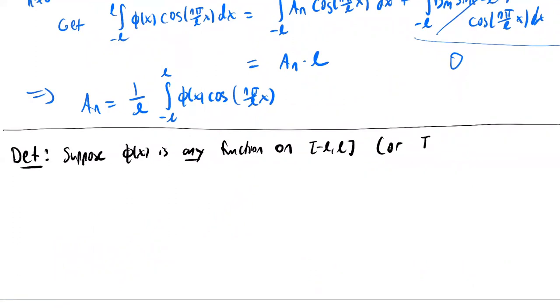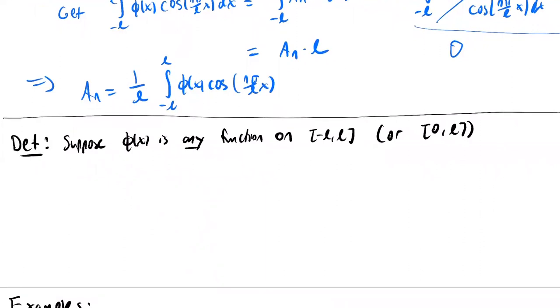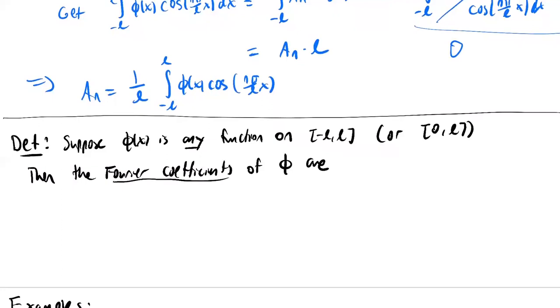Or there's an analogous version for 0 to L, which you can infer from this. So I'm going to write this definition for the interval from minus L to L. For the formulas I'm about to write, just replace minus L by 0, and then they hold. Right. So the Fourier coefficients of phi are just an and bn as before. Right, so the same formulas.